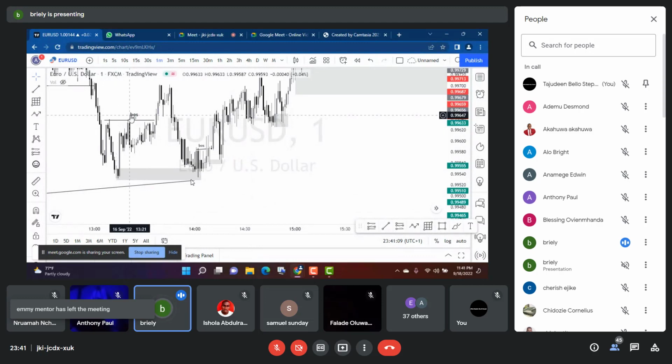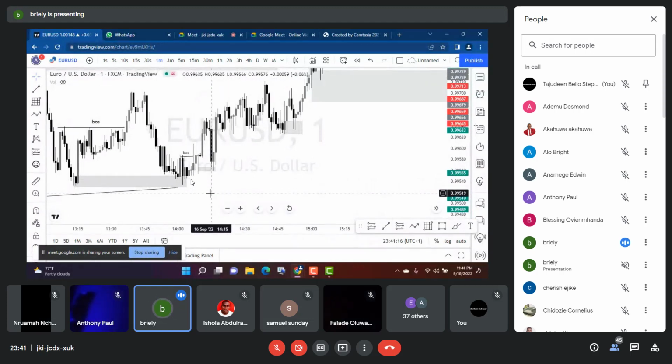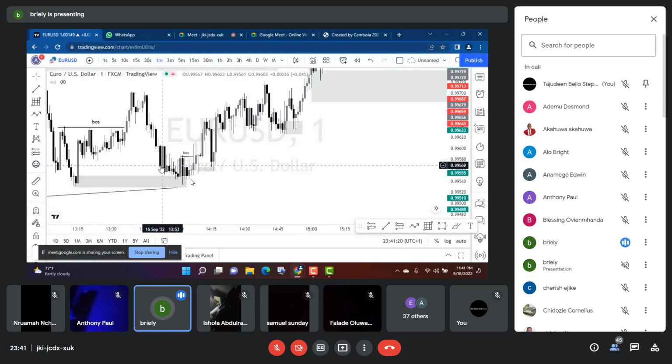We had a break of structure here, break of structure here. Then on the 15-minute time frame, let me not even talk about the 15 minutes. Let's just stick to 1 minute. And we had a break of structure here to the upside. So price went up. And we're obviously expecting a pullback in this side before the final push.